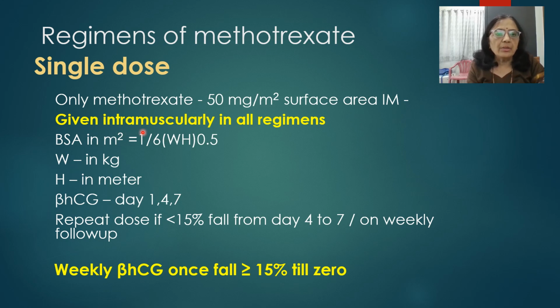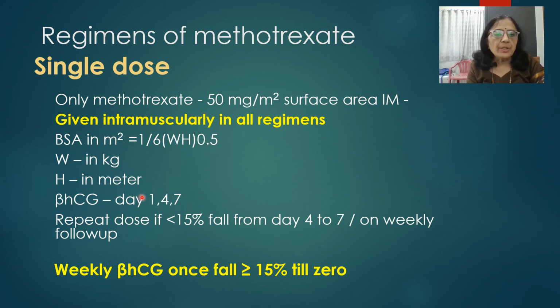One example is 1/6 by WH multiplied by 0.5, where W is weight in kg, H is height in meter. So we have to just insert the values, and the calculator on our mobile phone can also provide us with the body surface area of the patient. Accordingly, we have to give 50 milligram per square meter body surface area.